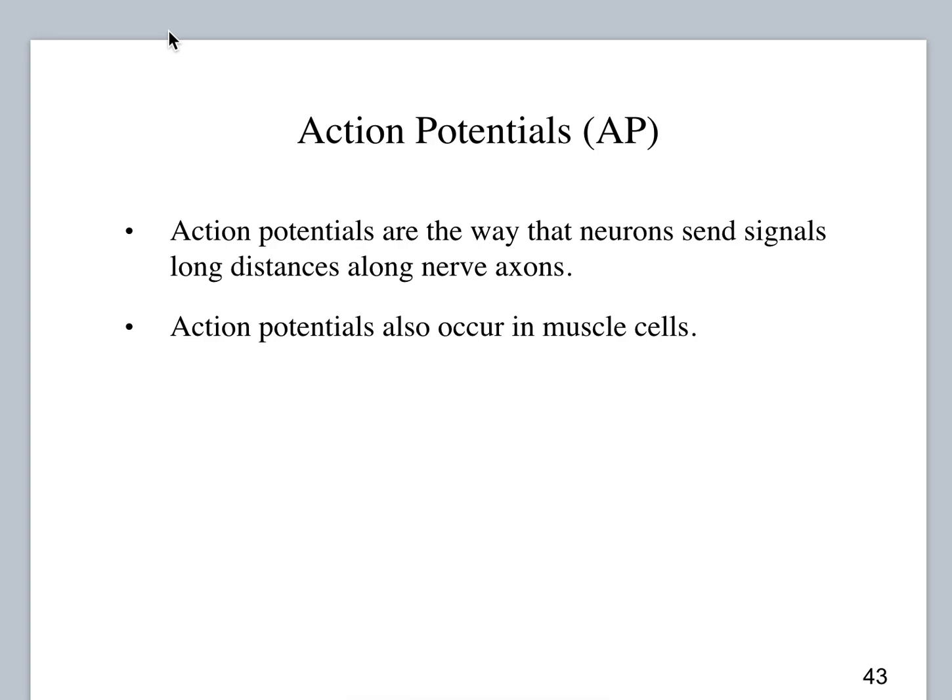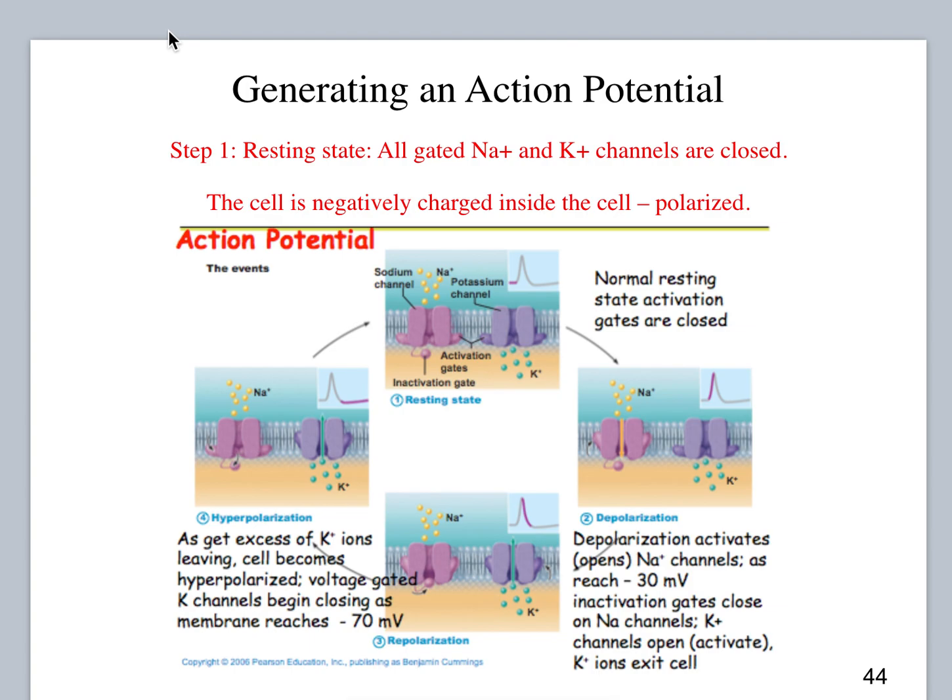An action potential is the way a neuron sends a signal down the long axon. Action potentials occur in muscle cells as well, as we saw. But look at an action potential as an energy wave that starts at the cell body of the neuron and goes all the way down to the end of the axon. An action potential is generated.